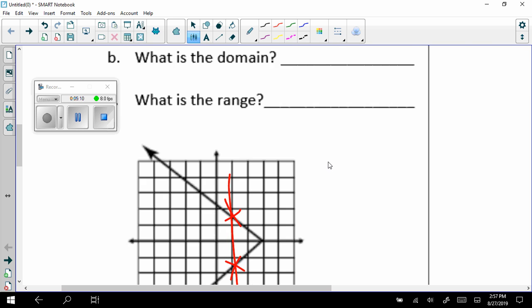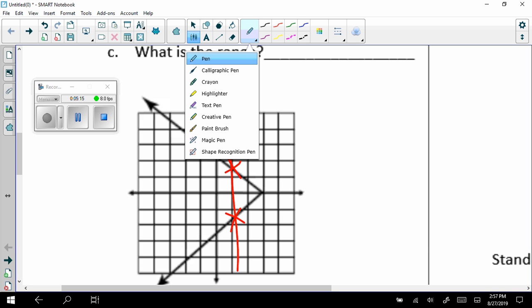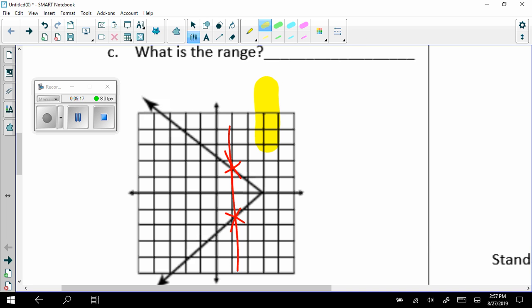For the domain, I'm going to look left to right. And remember I said it's a little hard to see, but we're going to just assume that that's right at 3. Let me make that thinner. Let me try that again.